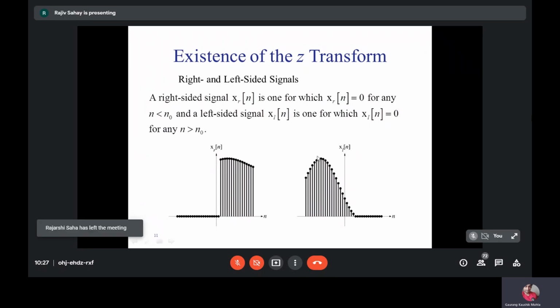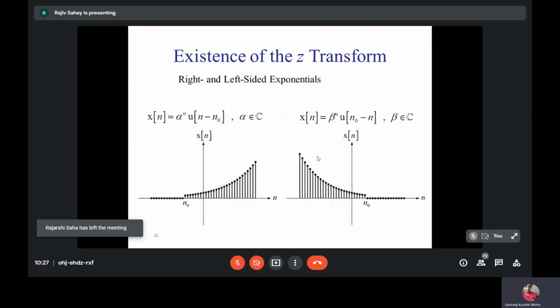So these are two types of signals that we will be looking at, and we can have various types of signals coming in. The easiest signals to analyze are exponentials. So we will have something like alpha to the power n u of n minus n naught. So u of n minus n naught means a signal that is towards the right hand side, and it is positive beyond n naught.